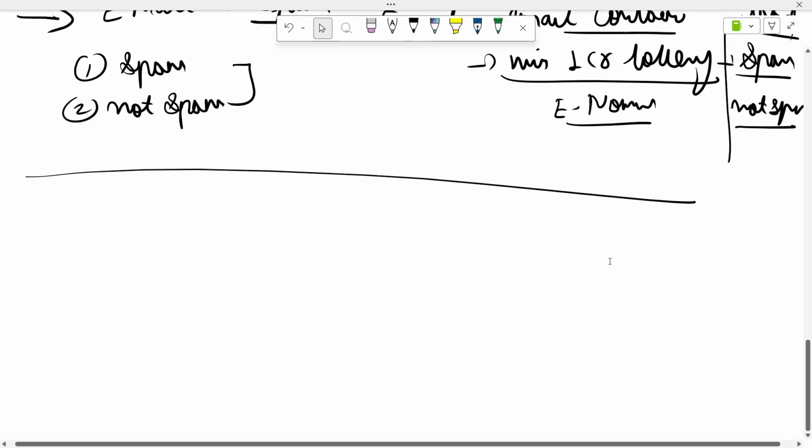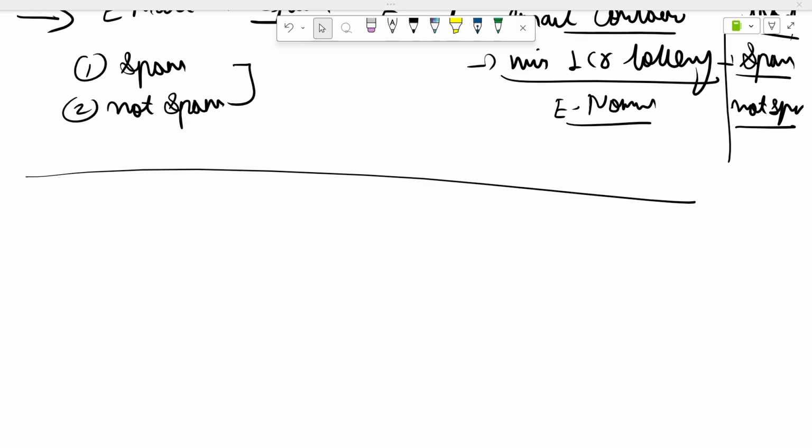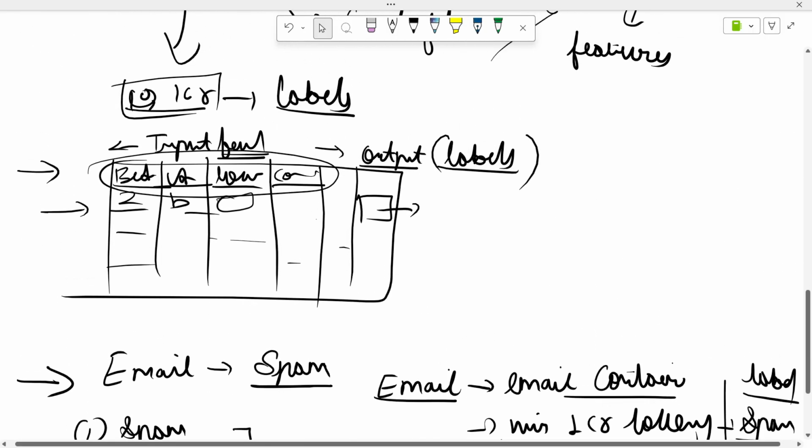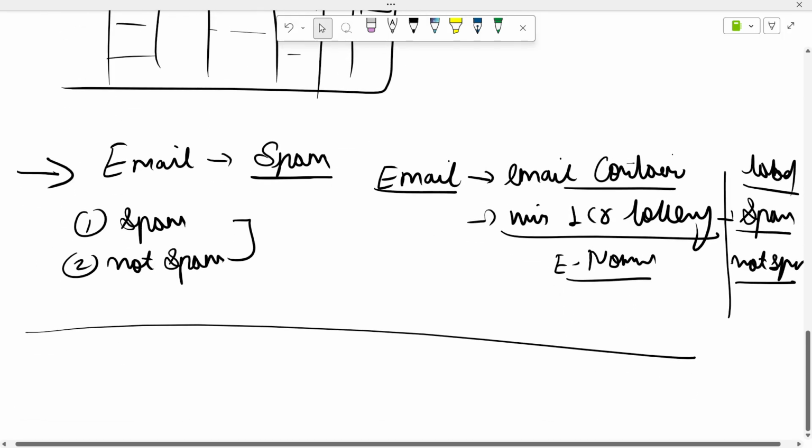So this is all about features and labels in machine learning. There can be multiple features, as in the house price prediction, where we took many features. In the spam classification, there is only one input feature, that is the complete email content.